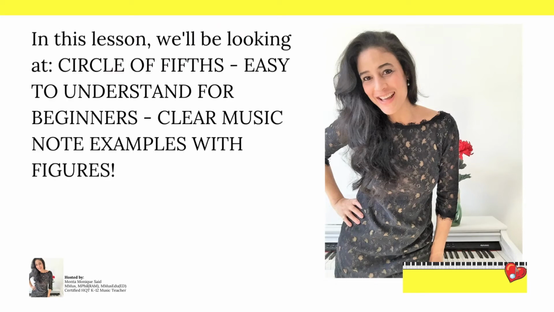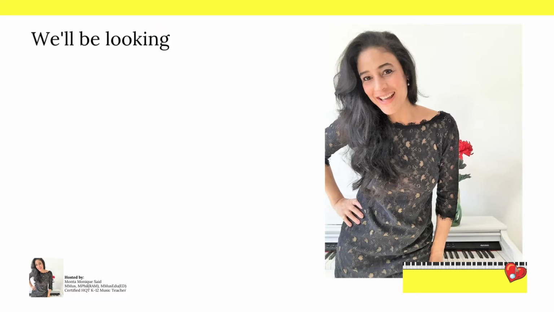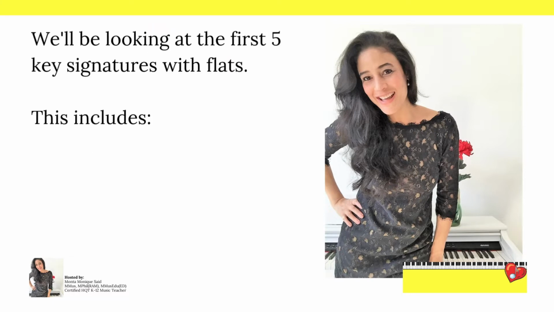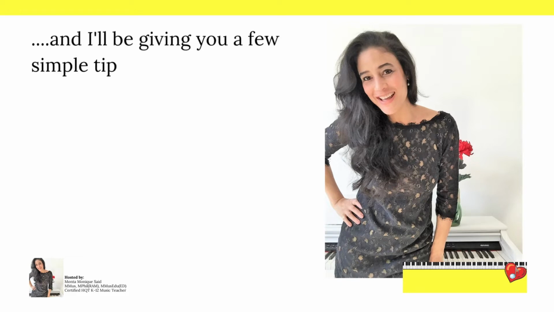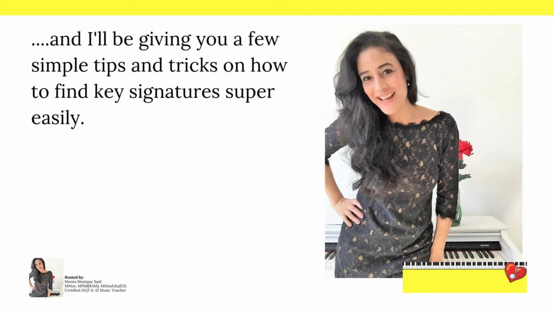Hello and welcome. In this lesson, we'll be looking at the circle of fifths, easy to understand for beginners with clear music note examples with figures. We'll be looking at the first 5 key signatures with flats, and this includes C major, F major, B flat major, E flat major, and A flat major. And I'll be giving you a few simple tips and tricks on how to find key signatures super easily.